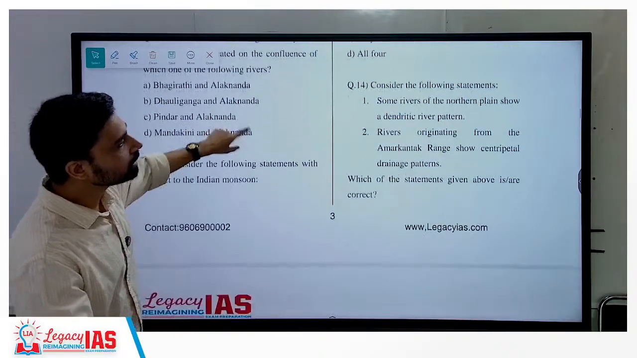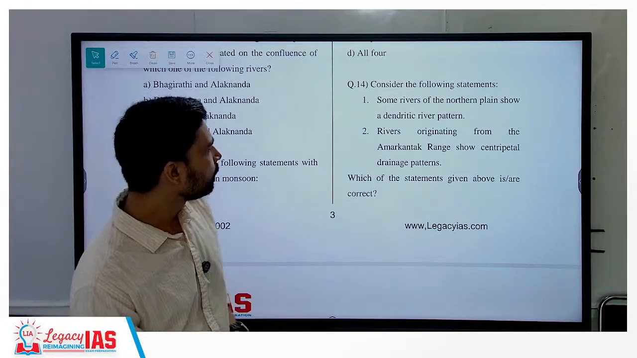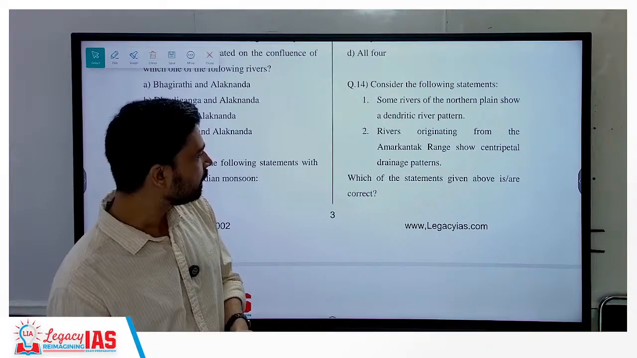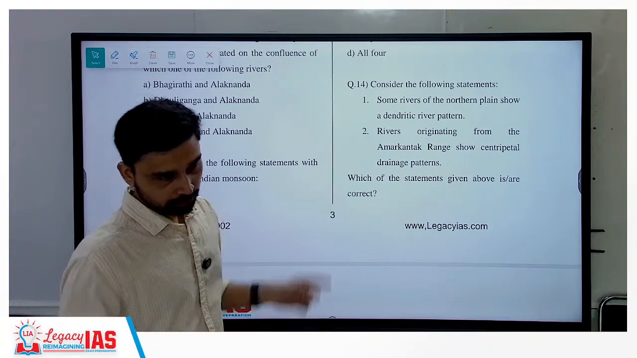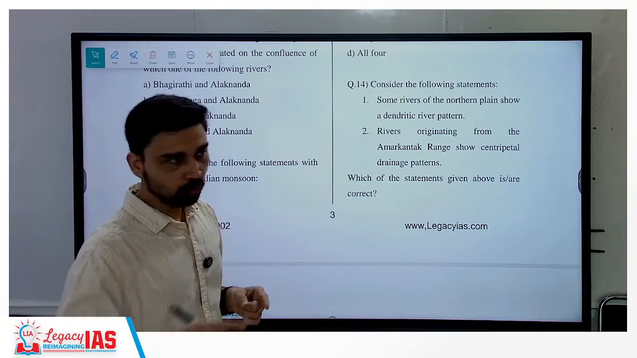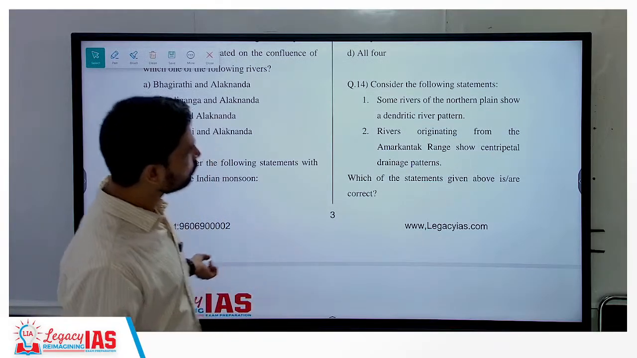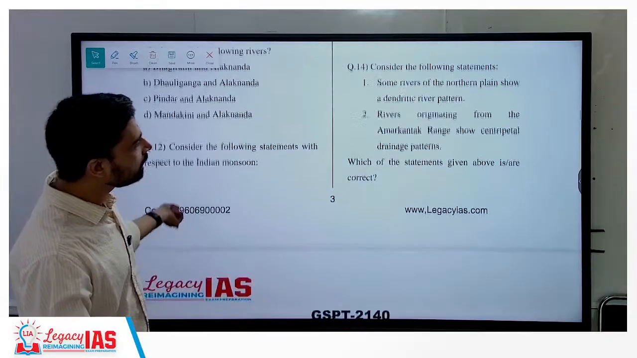Some rivers of northern plain show a dendritic river pattern. True. Rivers originating from Amarkantak range. So centripetal drainage pattern. No. You have radial actually. Sone in the east, Narmada in the west. So 2 different directions. So what is correct option? Only 1. A.